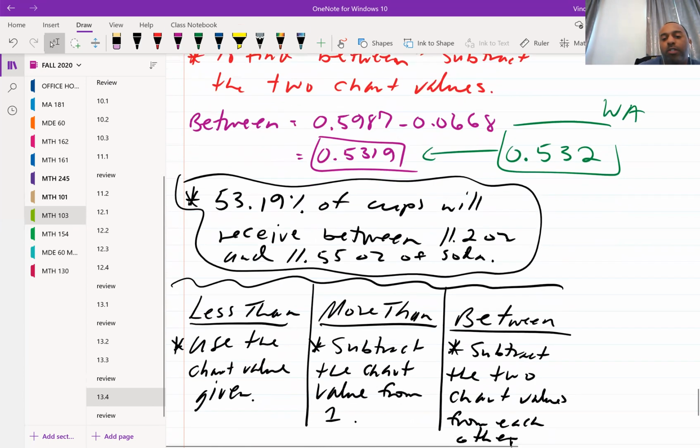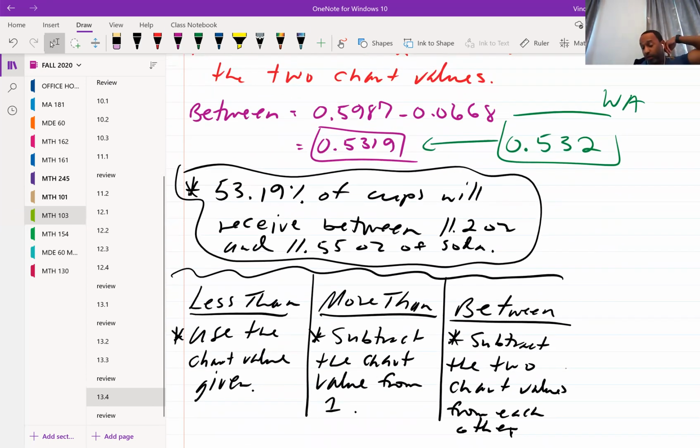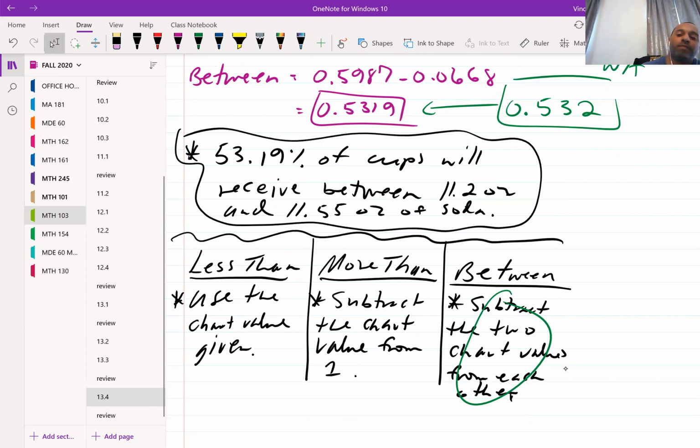All right. So when dealing with your z-scores, there are only 3 scenarios: less than, more than, between. Less than, you're going to use the chart value that's given. More than, you're going to subtract the chart value from 1, and then between you subtract the two chart values from each other.